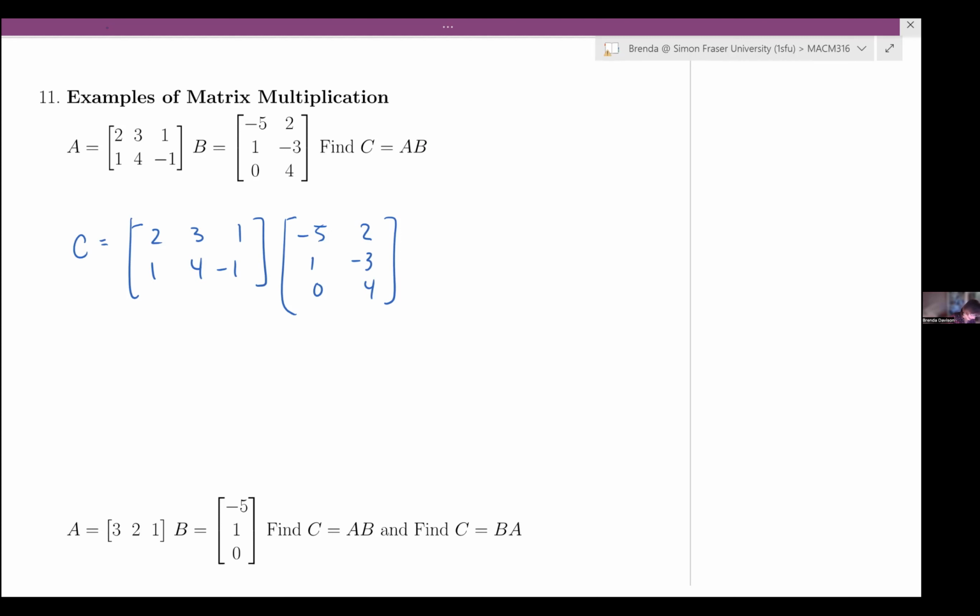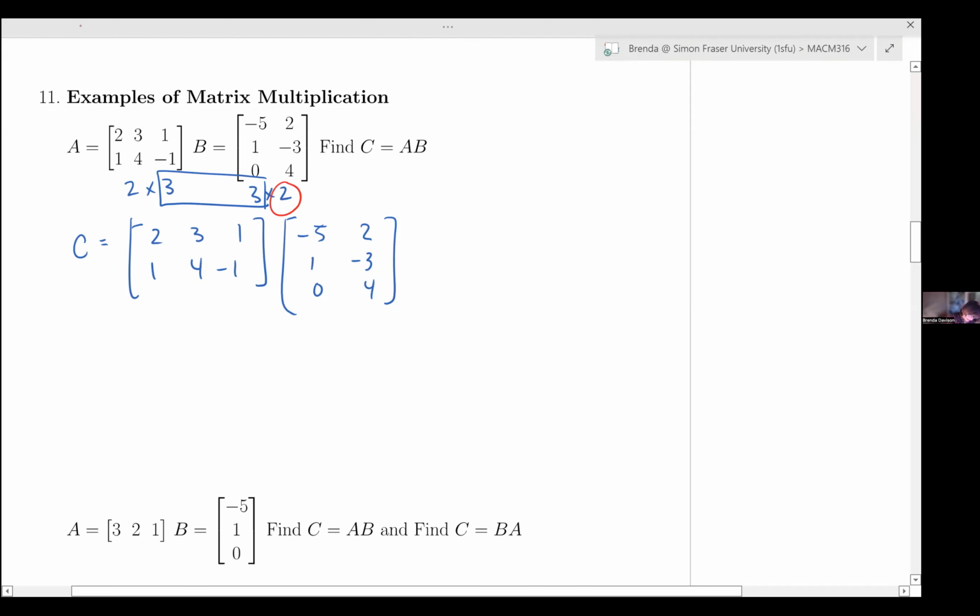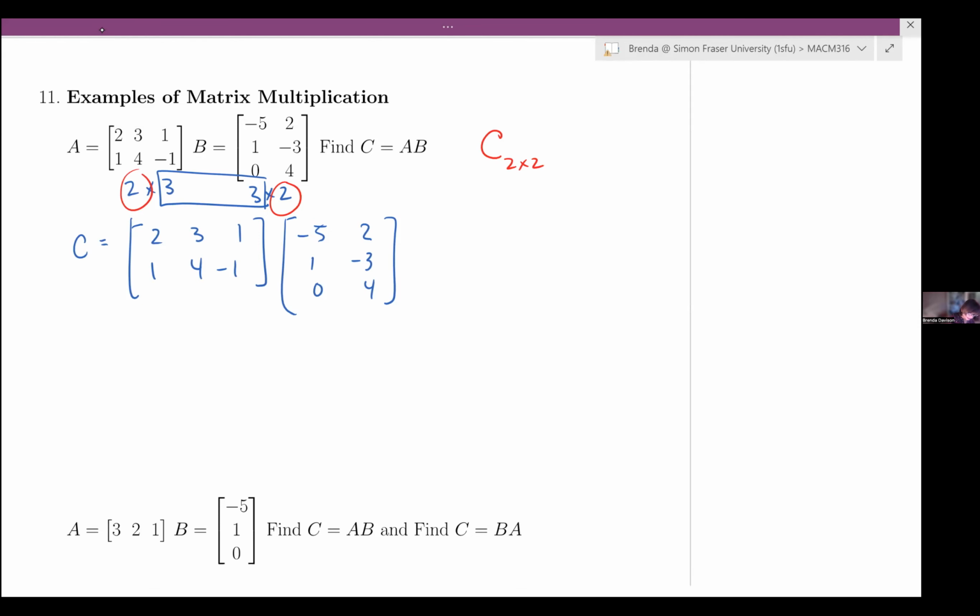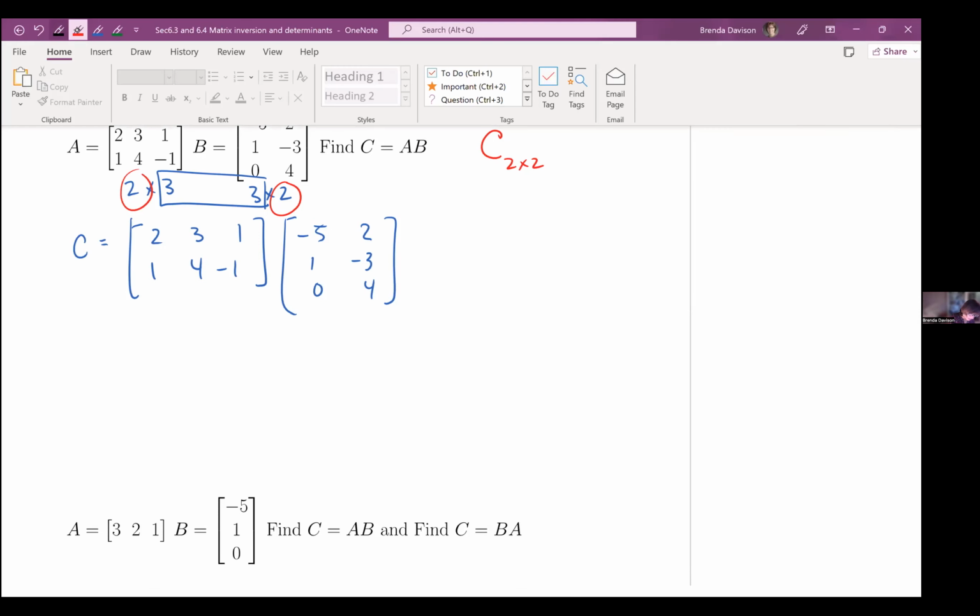And so here we've got a 2 by 3 matrix. That's 2 rows and 3 columns. And we've got a 3 by 2 matrix. That is 3 rows and 2 columns. When you're multiplying two matrices together, these two inner numbers have to match. If they don't, you won't be able to do the multiplication. And further, because of the two numbers that are left here, we now know that C will be a 2 by 2 matrix. So the size is important here.